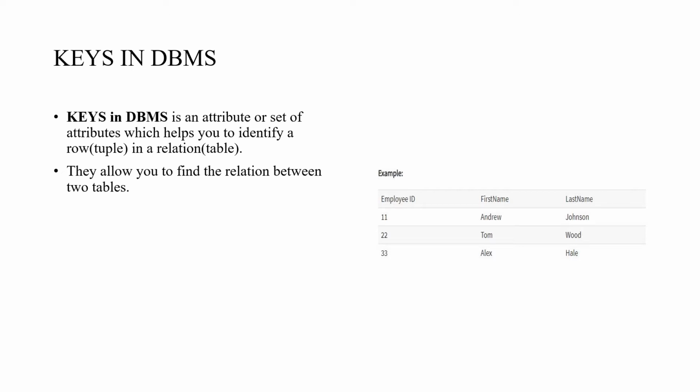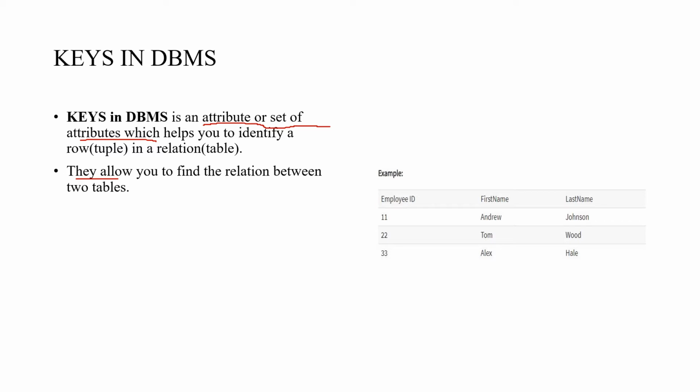So what are the keys in DBMS? A key in a DBMS is an attribute or set of attributes. Here we just remember it is an attribute or set of attributes which helps you to identify a row in a relation. So a key is used to identify a particular row or tuple in a relation. So it has a unique value.